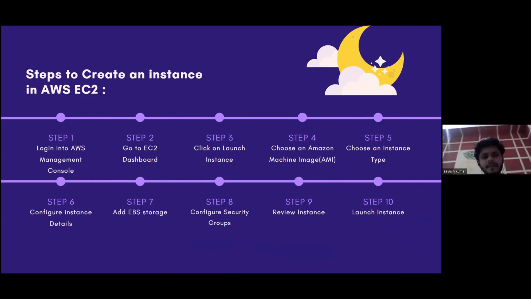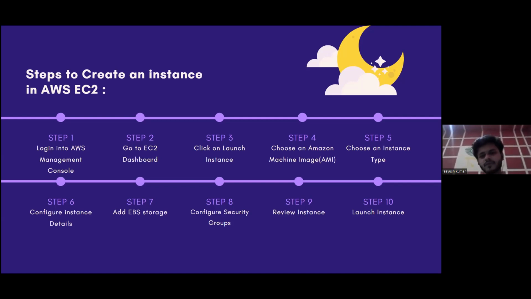Now we will see the steps to create an EC2 instance. Basically, first we will log in to the AWS management console, then go to the dashboard, and in the search bar, we will type EC2. When we click on EC2, the user interface will come in front of us. Then we will click on instances, and in instances, we will click on launch instance.